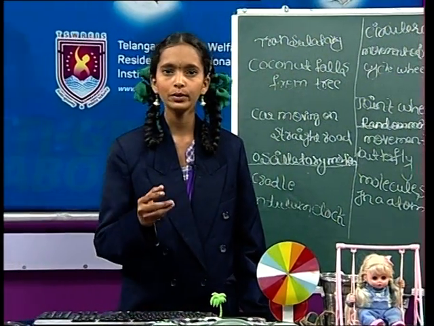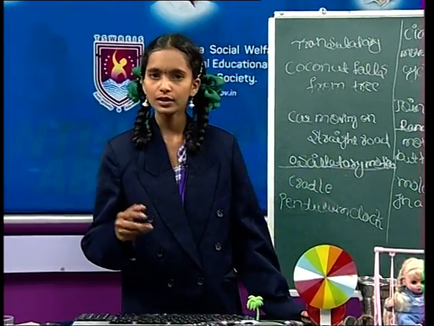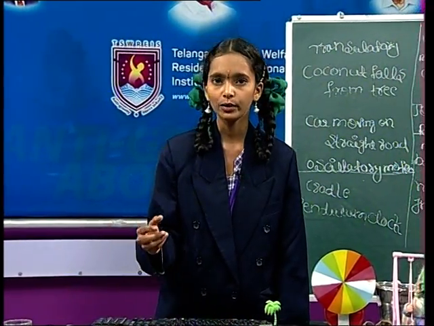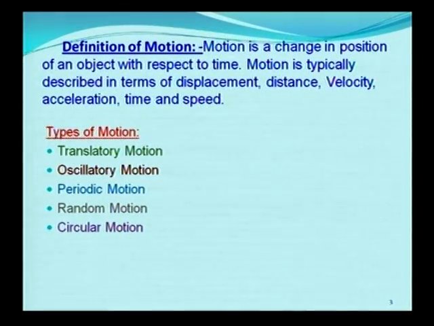Today we are going to gain knowledge about motions. Let us see on the screen what types of motion we are going to learn. We are going to learn the definitions of motions today. So what is the definition of motion? Motion is a change in position of an object with respect to time. Motion is typically described in terms of displacement, distance, velocity, acceleration, time and speed.